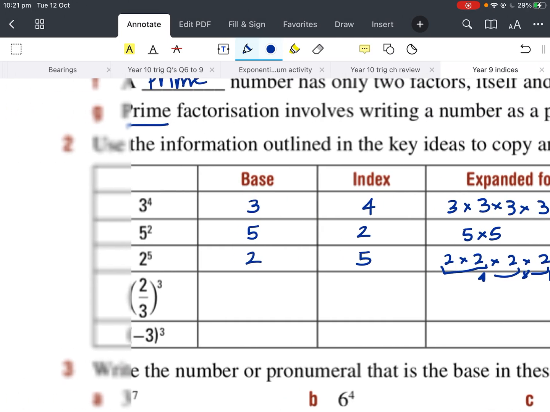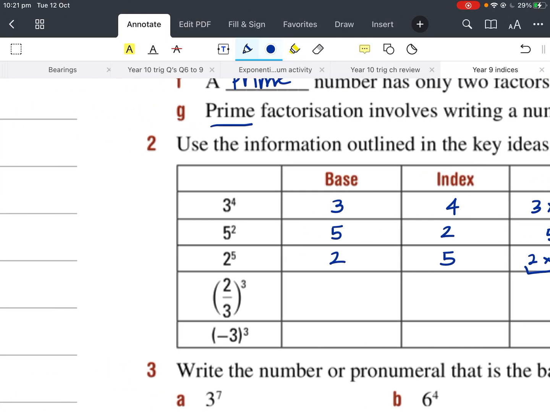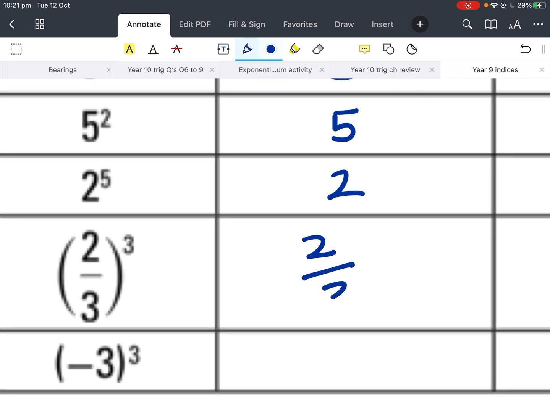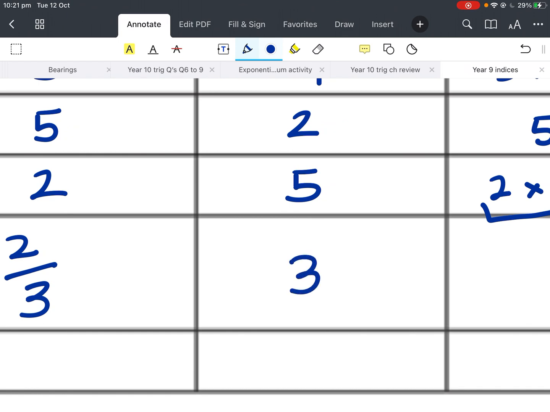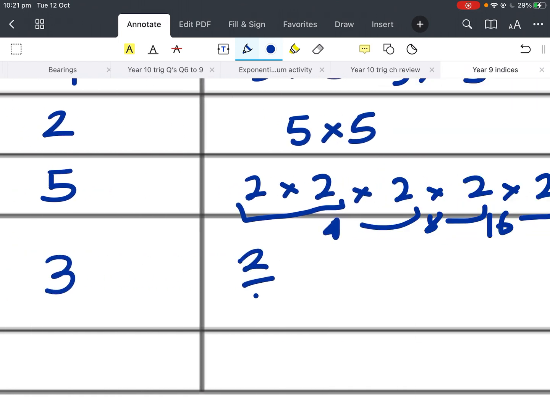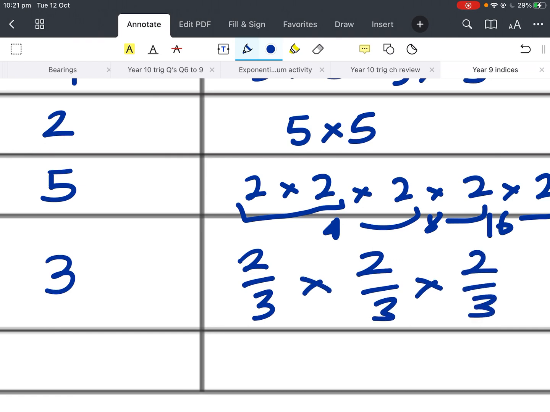Good. Alright, sometimes you can get it in fraction form, and even with negatives it means the same thing, okay? 2/3 becomes the base. 3 becomes the index. So that means I write 2/3 out 3 times. Now you can either do that in a calculator.